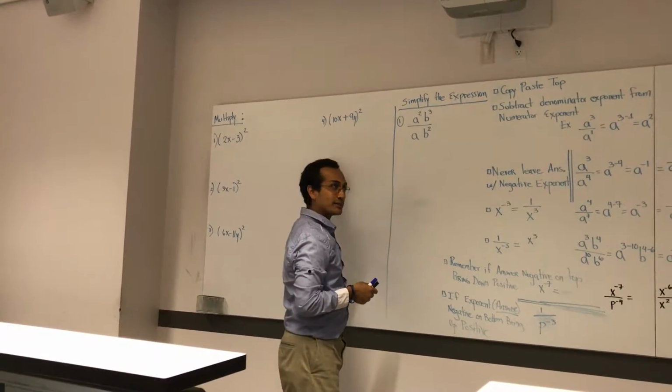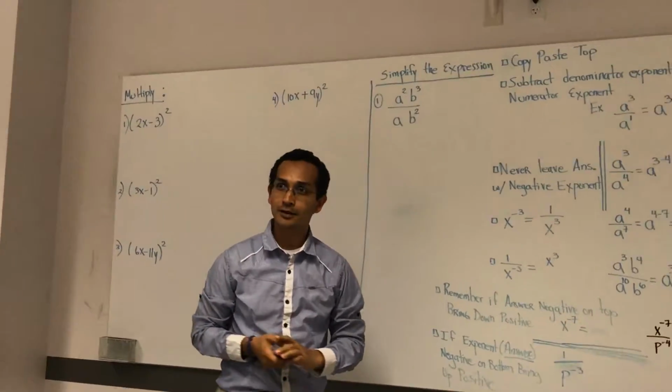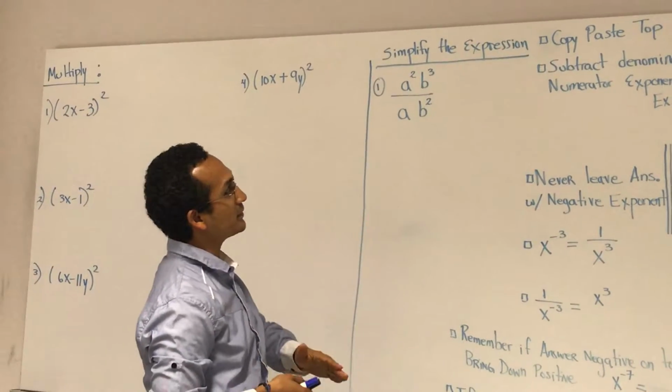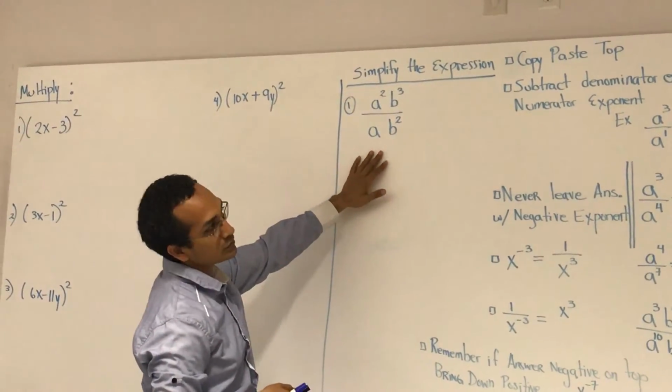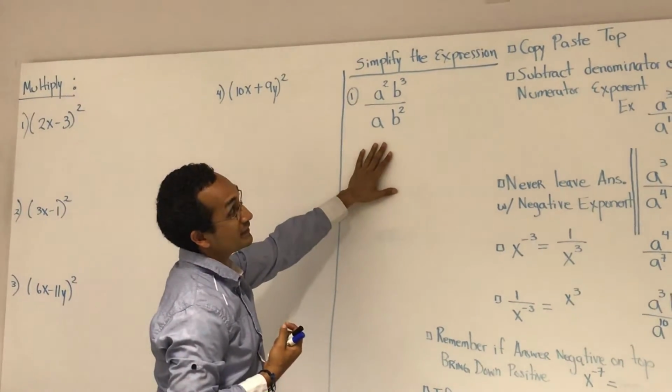Here, and then we'll move back to this. All right. Today we're going to be simplifying the expression. So when they give you something like this, we have to do a couple of steps.